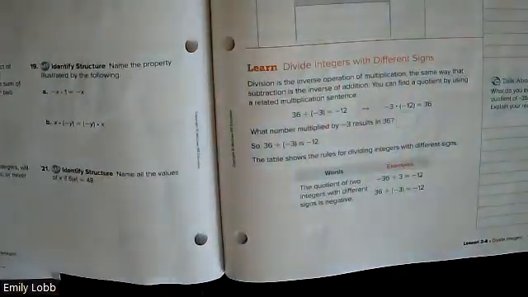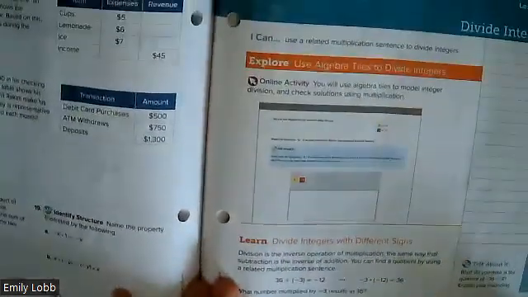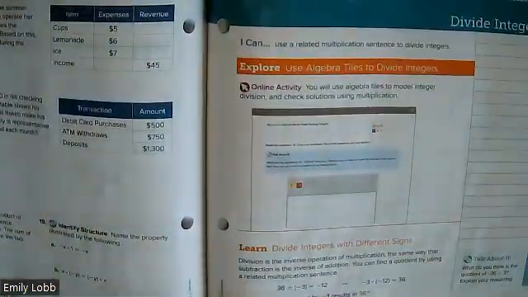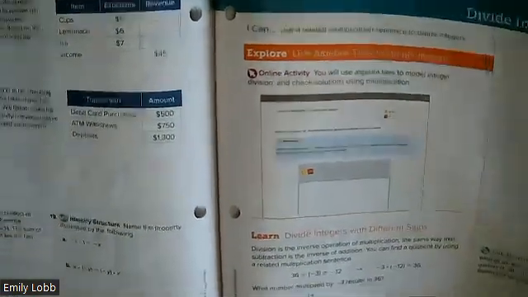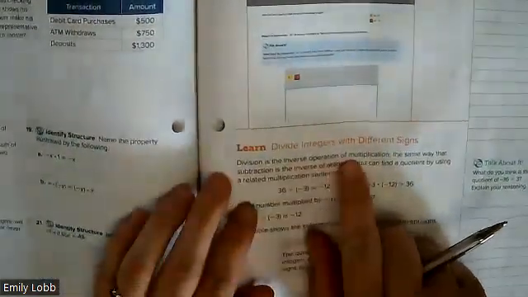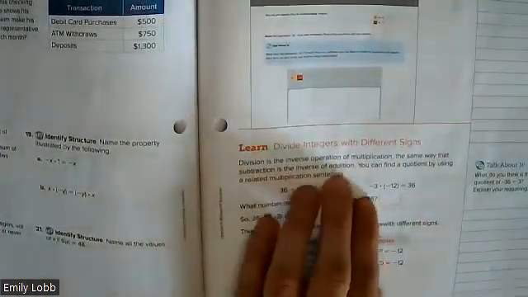All right, now we have dividing integers. Guys, this is page 159. Guess what? It's going to have the same rules as multiplying integers. We just have to remember to divide. So it tells us here, division is the inverse operation of multiplication, the same way that subtraction is the inverse of addition.